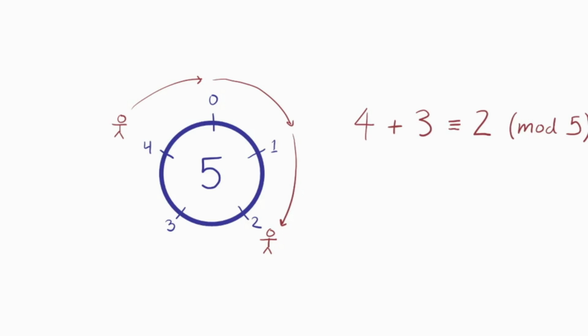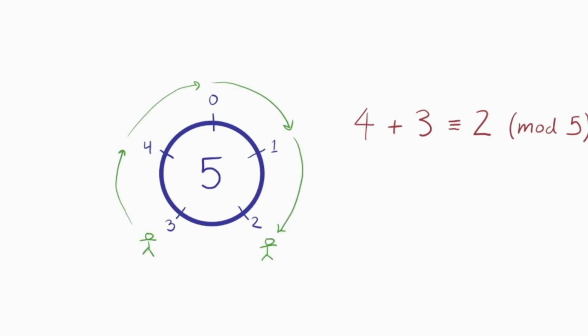Now let me just point out here that if we want to keep our sanity, this notion of addition had better be reliable in certain ways. So for example, if 4 plus 3 is 2, then we ought to have 3 plus 4 is 2. Let's try that. Start at 3 and walk 4 notches. We reach 2 again. Phew. Okay, that's it. That's addition on the clock.